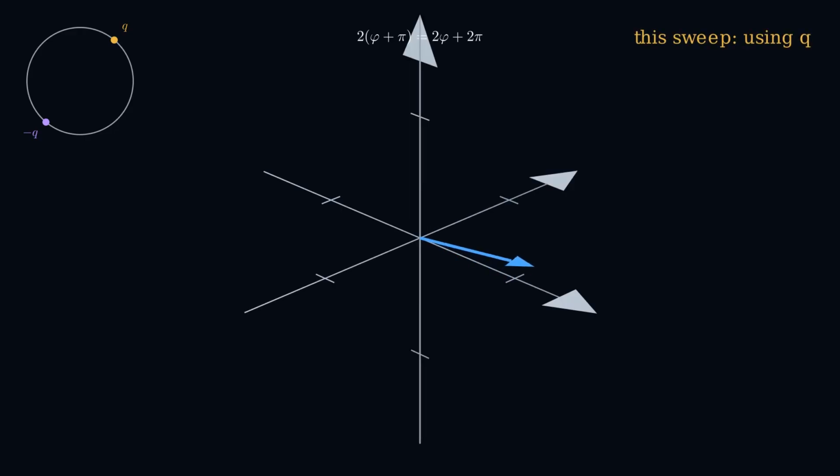Let's see it. Watch. This sweep is the rotation you get using q. Now reset, and use negative q instead. Same sweep, same destination, exactly as the algebra just guaranteed. Every physical orientation corresponds to exactly 2 unit quaternions. This is called a double cover of the rotation group.